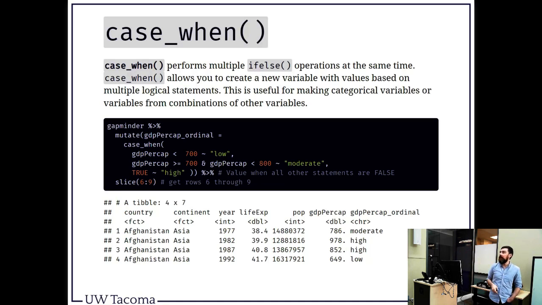Then I pull out some values just to show you. You can see Afghanistan from 1977 to 1992 went from being a moderate income, high income, back to low income country within that period of time according to this variable. Neat, right? You can do an arbitrary number of these like statements, and you don't even have to use the same variable in all of them. I could say I want this country to have this value if GDP per capita is above this or population is below this. I can do all kinds of stuff like that. Multiple conditions inside of it. It's a wonderful function. Questions?